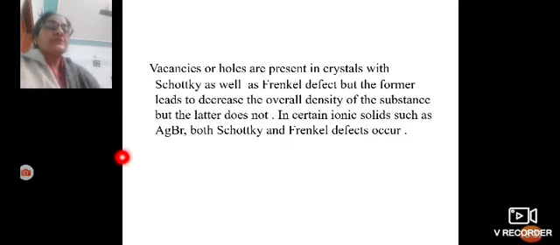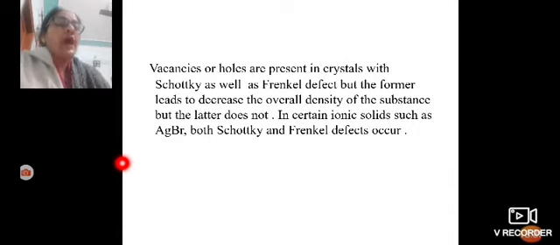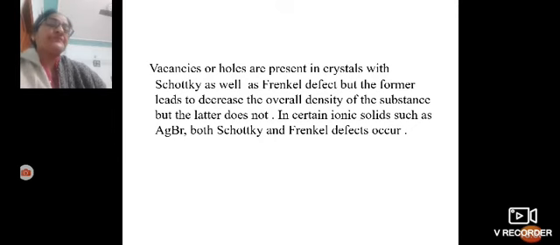Next, vacancies or holes are present in a crystal with Schottky as well as Frenkel defect, but the former leads to a decrease in the overall density of the substance, but the latter does not. In certain ionic solids such as silver bromide, both Schottky and Frenkel defects occur.